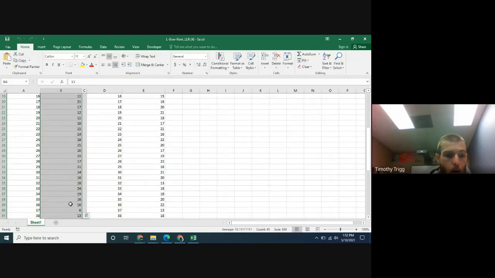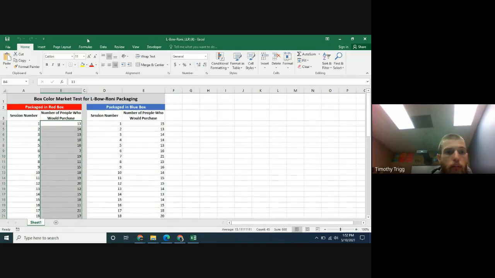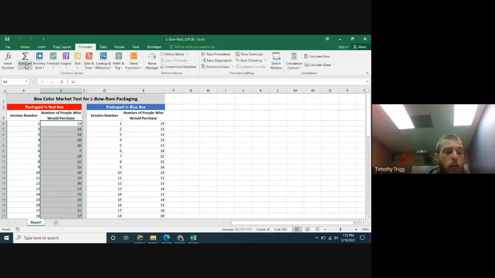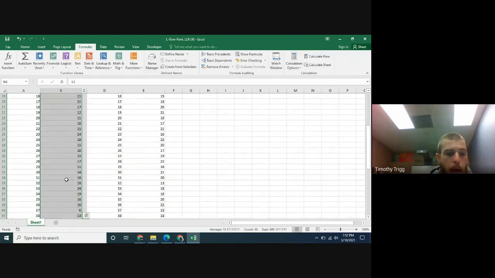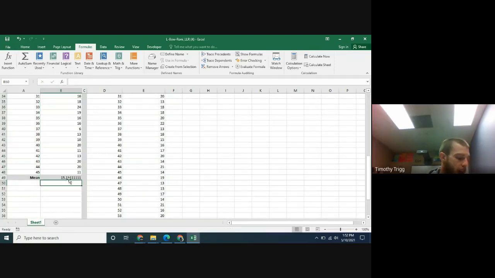So go ahead and highlight all these numbers here. And then if you go to Formulas on the top toolbar, over here on the left, you'll see AutoSum. If you click on that drop-down menu, you can go to Average. What it does is automatically compute the average. So you can see the average for the red box was 15.111 repeating. So we're going to call it 15.11. 15.11 is the average number of people that said they would buy the elbow roni with the red box.